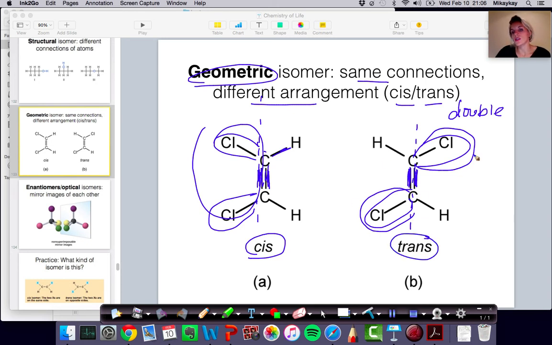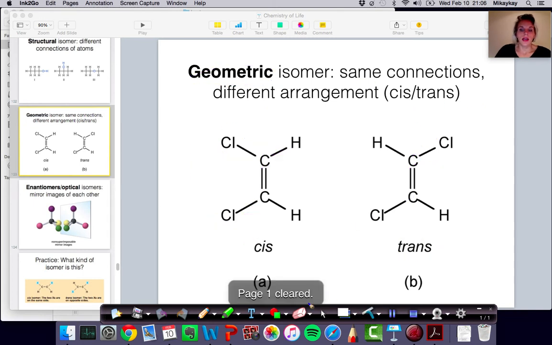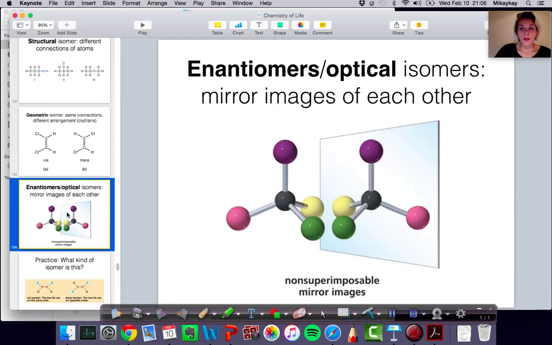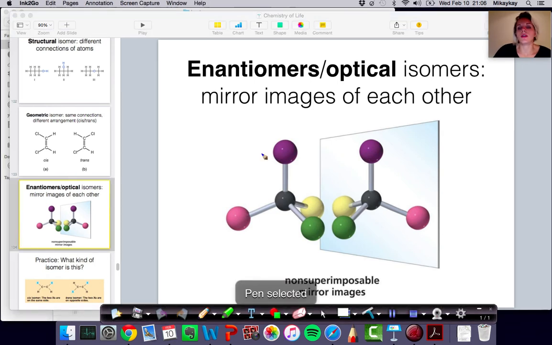They are on different sides, okay? So those are geometric isomers. And now optical isomers, which have always given me a big headache in organic chemistry. All you need to know about optical isomers is that they are mirror images of each other, right?